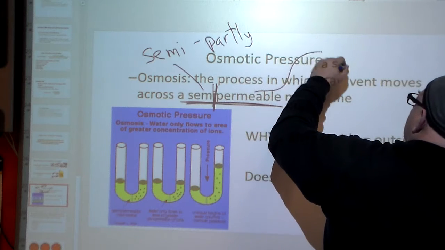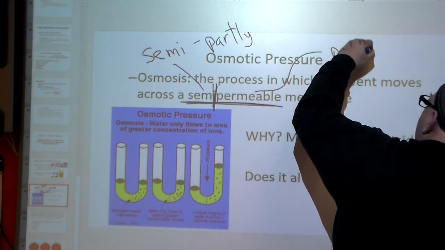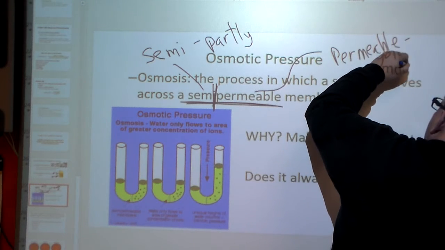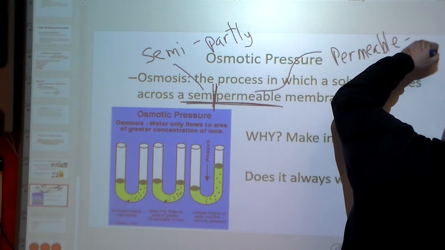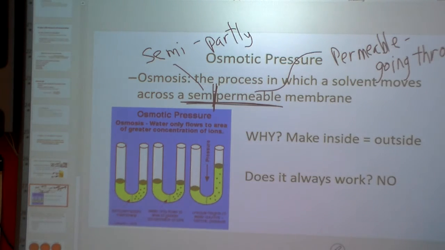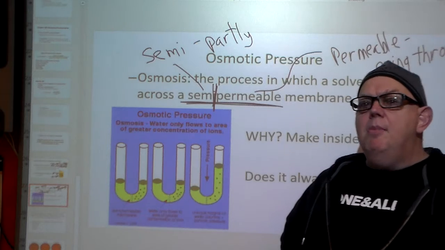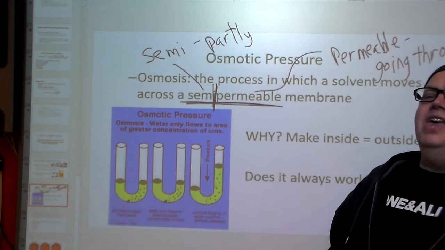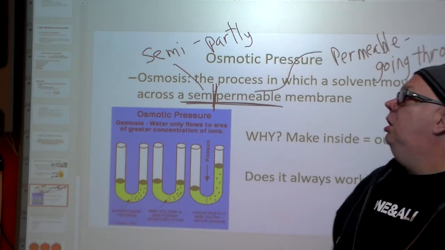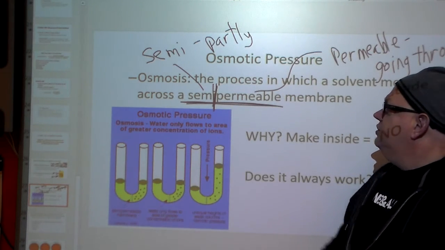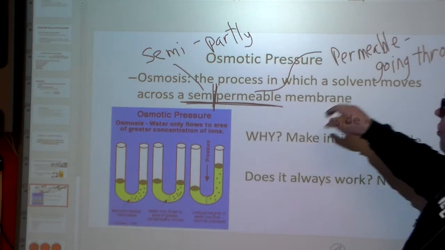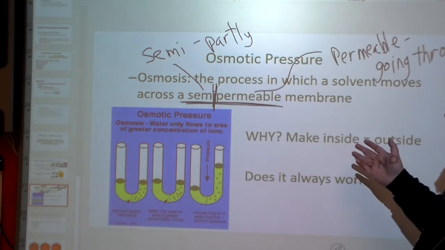Permeable, going through. So when we say something is semi-permeable, we're saying it's only letting some of the stuff through, not all of it. Okay, so when we look at osmosis, that's the process where a solvent moves across a semi-permeable membrane.